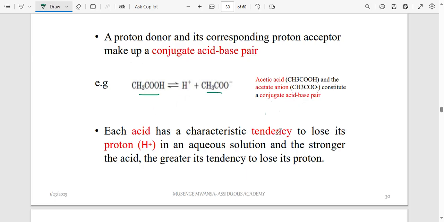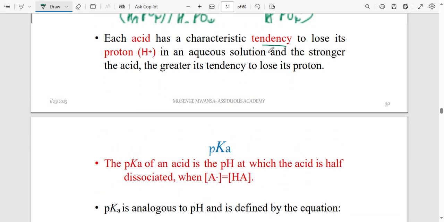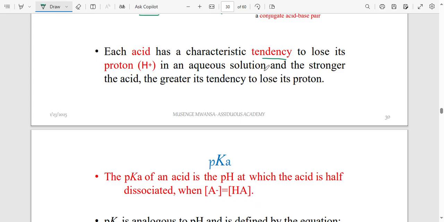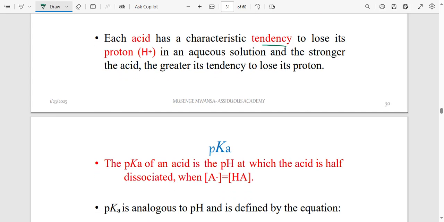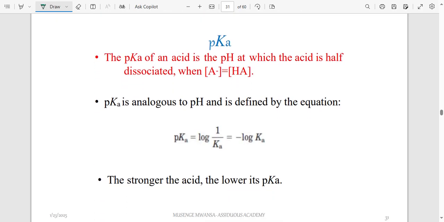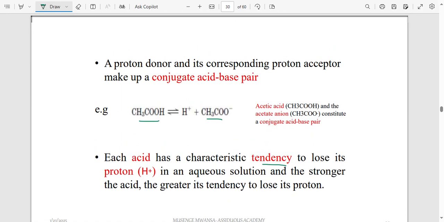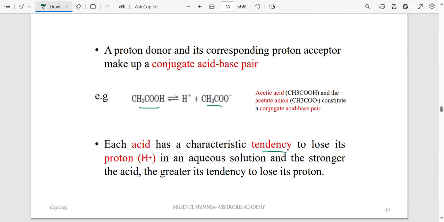Each acid has a characteristic tendency to lose its proton in aqueous solution. And the stronger the acid, the greater its tendency to lose the proton. That is going to be important in organic chemistry. How easily something loses a hydrogen means how strong it is. Those that can't easily lose a hydrogen are not strong. Just like when you are in a heartbreak, you can't easily let go. It means you are weak. But if you can easily let go, you are strong.